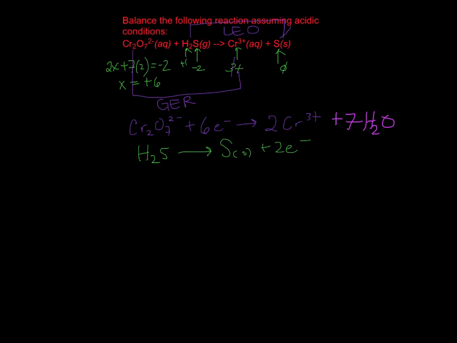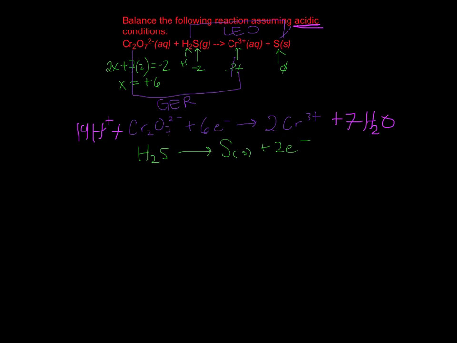And now our hydrogens are not balanced, but luckily we're in acidic conditions, like was stated in the problem. And so we can add H+ or hydronium ions to the left-hand side. Now we have 14 hydrogen atoms on the right-hand side, so we're going to add 14 H+ to the left-hand side. And so now our chromiums are balanced. We've got 7 oxygens, 14 hydrogens, 14 hydrogens.